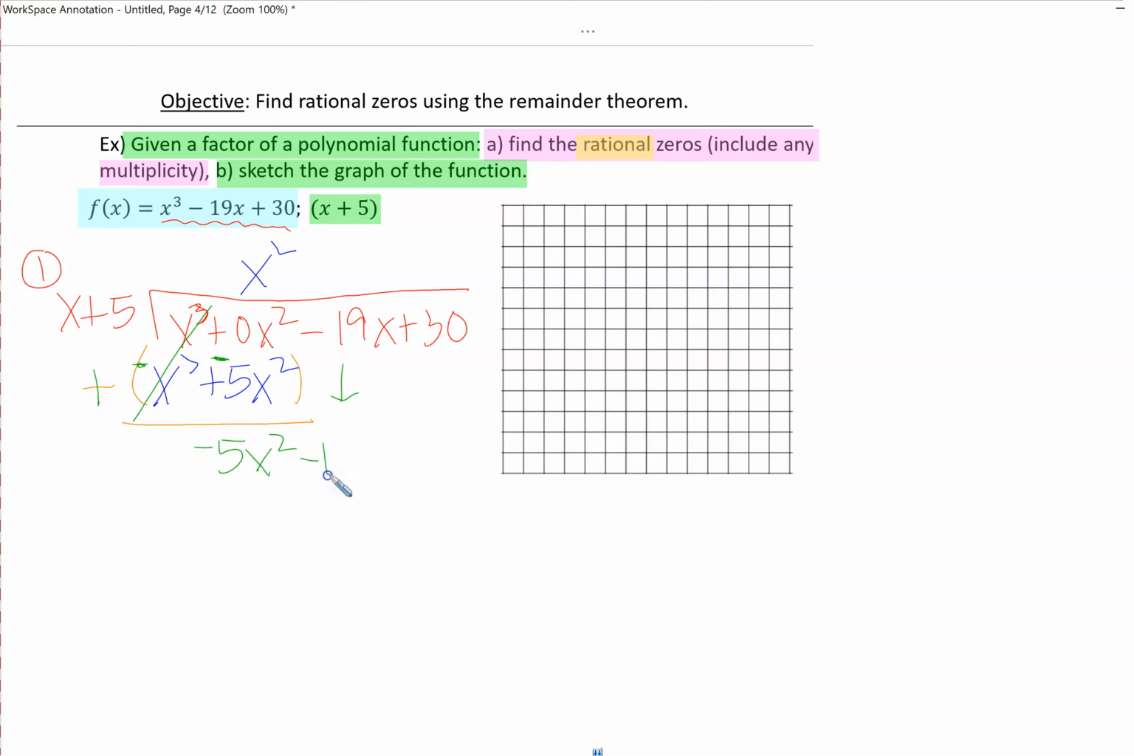Bring down our minus 19x. And then we go through the process again. So here we're looking at what times x equals negative 5x squared, which would be a negative 5x. So we have minus 5x.